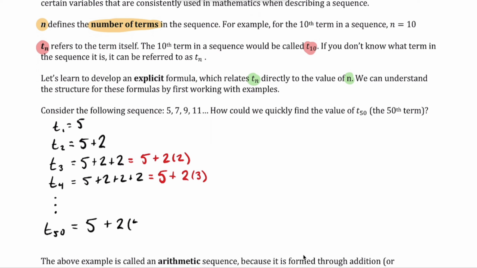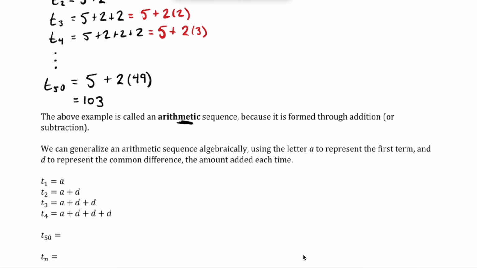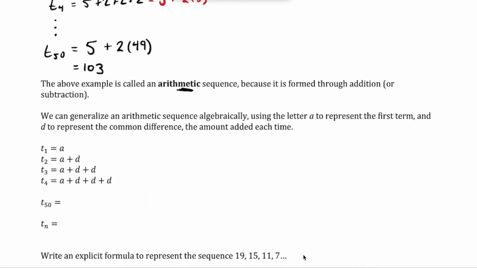Okay, now this example is something called an arithmetic sequence. There's a weird pronunciation: it's not arithmetic, it's arithmetic in this particular case. And an arithmetic sequence is one that is formed through addition or subtraction. So now we're going to generalize this and find a formula that's going to be helpful to us in all cases.